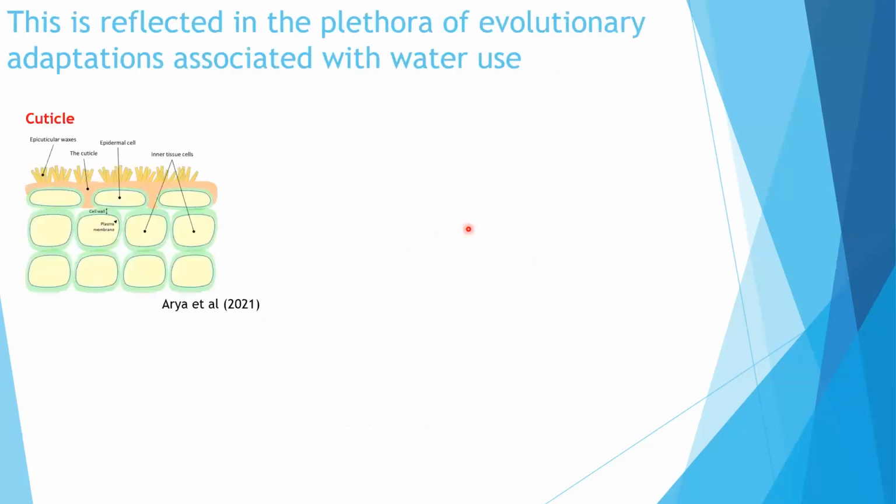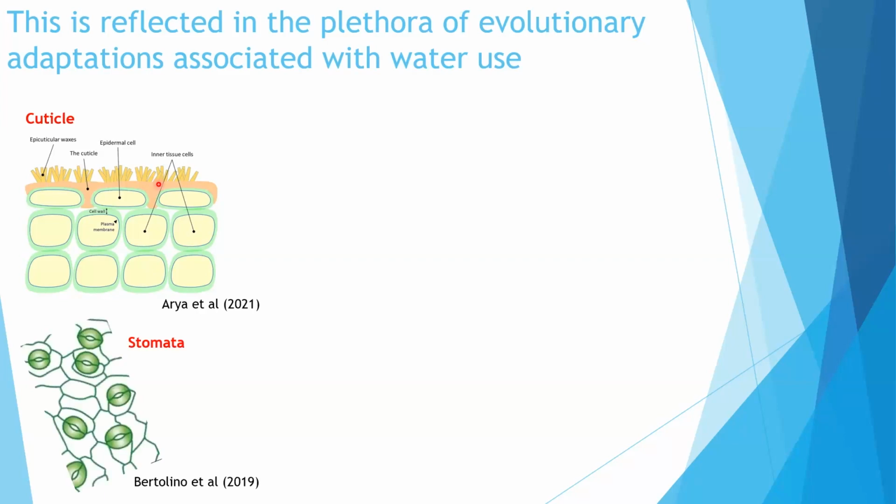And we can get further evidence for this from an evolutionary perspective. A lot of the features that characterize plants are a result of evolutionary adaptations associated with water use and balancing water use with carbon gain. So you have things like cuticles on the leaves, which are lipid polymers that basically serve as a permeable barrier to prevent water loss.